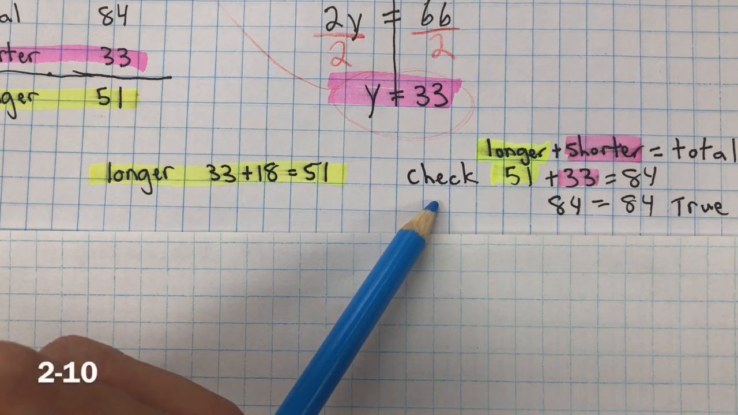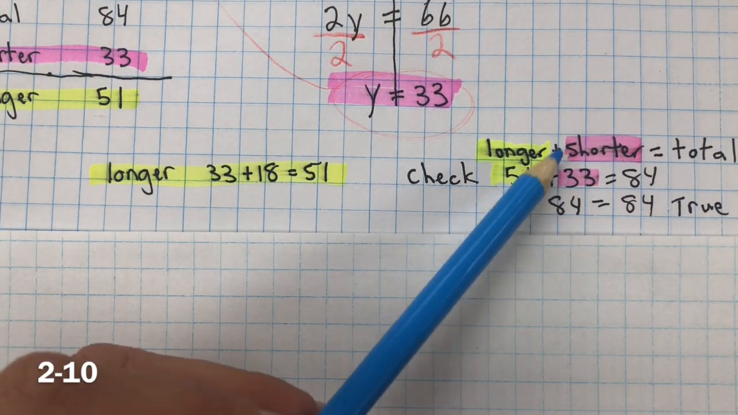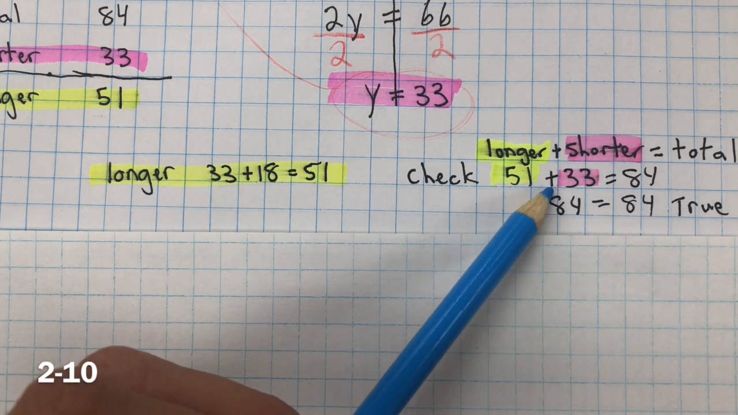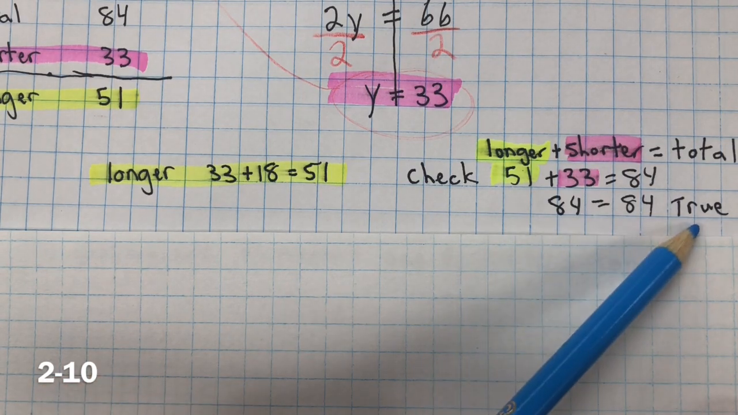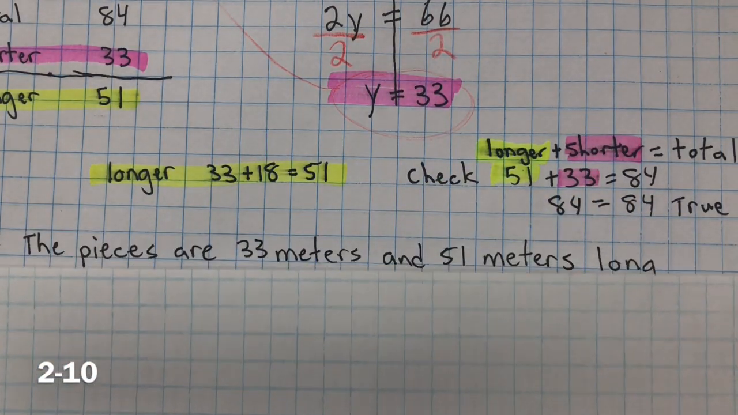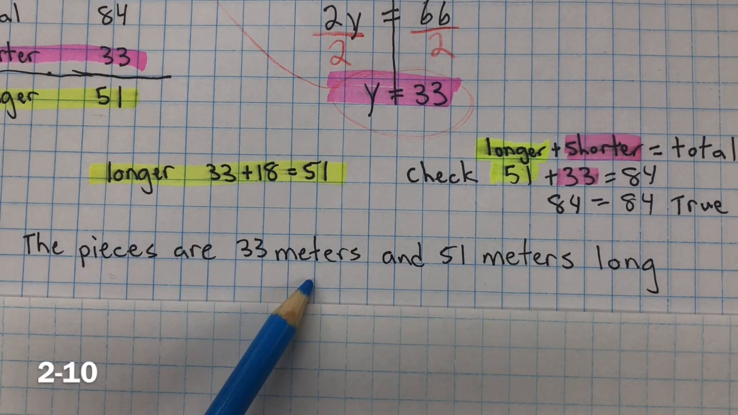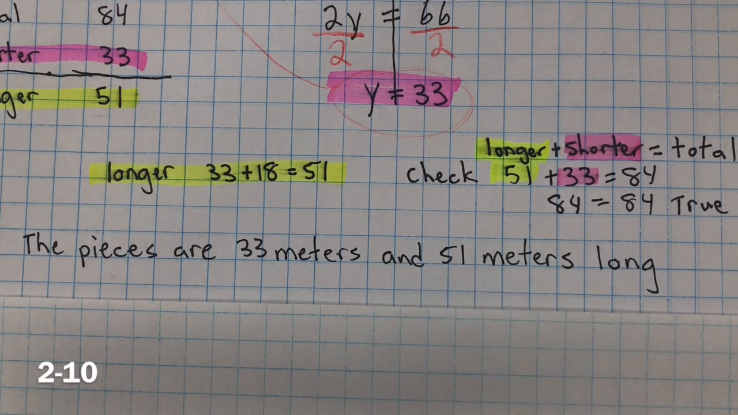So now we're going to check. We have the longer piece is 51 meters. The shorter piece is 33, and it should equal 84. 51 plus 33 does equal 84. So that is true. So we are correct. So the pieces are 33 meters for the shorter piece and 51 meters for the longer piece.